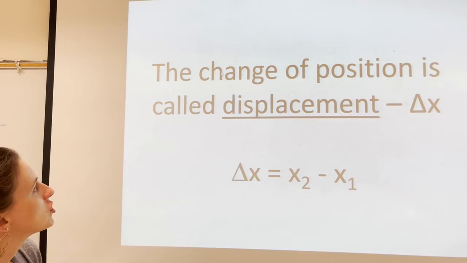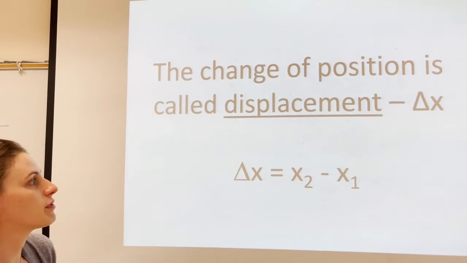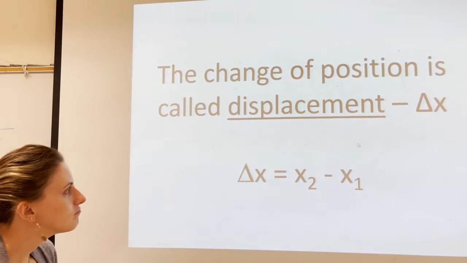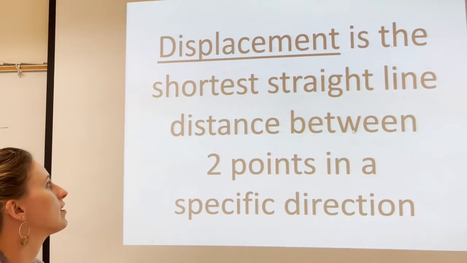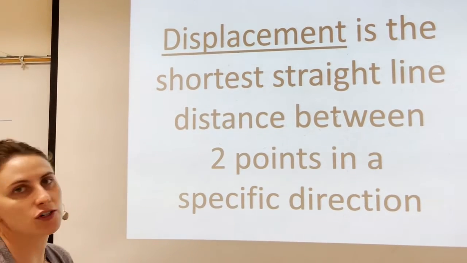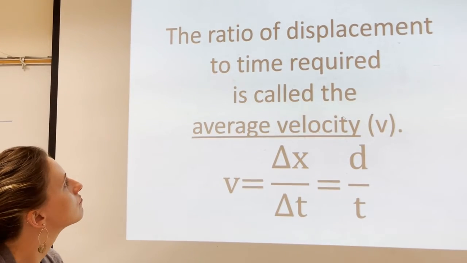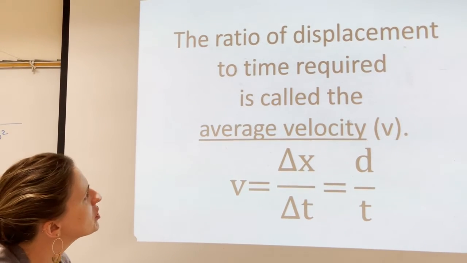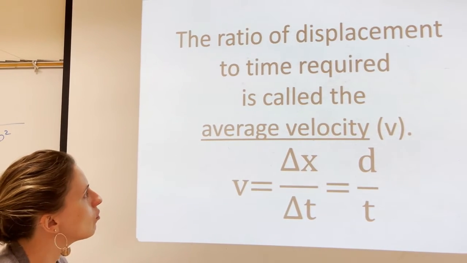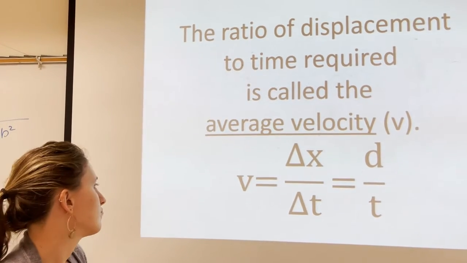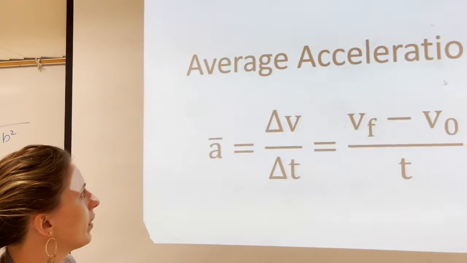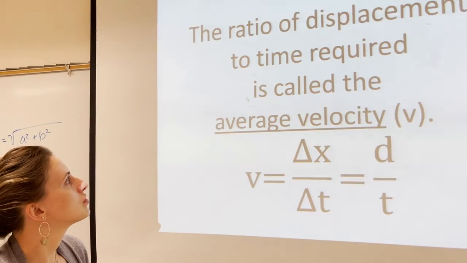The change in position is called the displacement. You go from that place to this place, and the distance is the displacement. The displacement is the shortest straight line distance between 2 points in a specific direction. It has magnitude and direction. It's a vector. The ratio of the displacement to the time required is called the average velocity. How far you went divided by how much time is velocity.